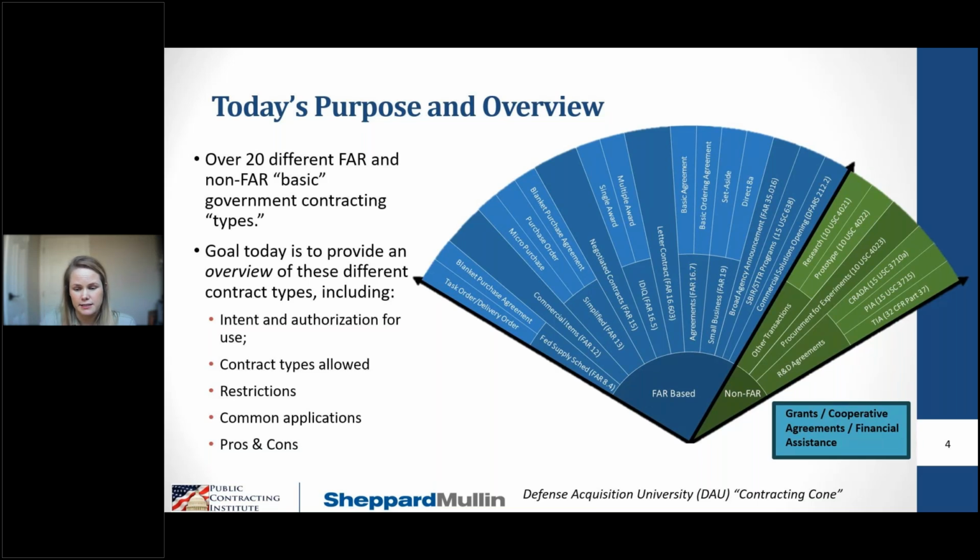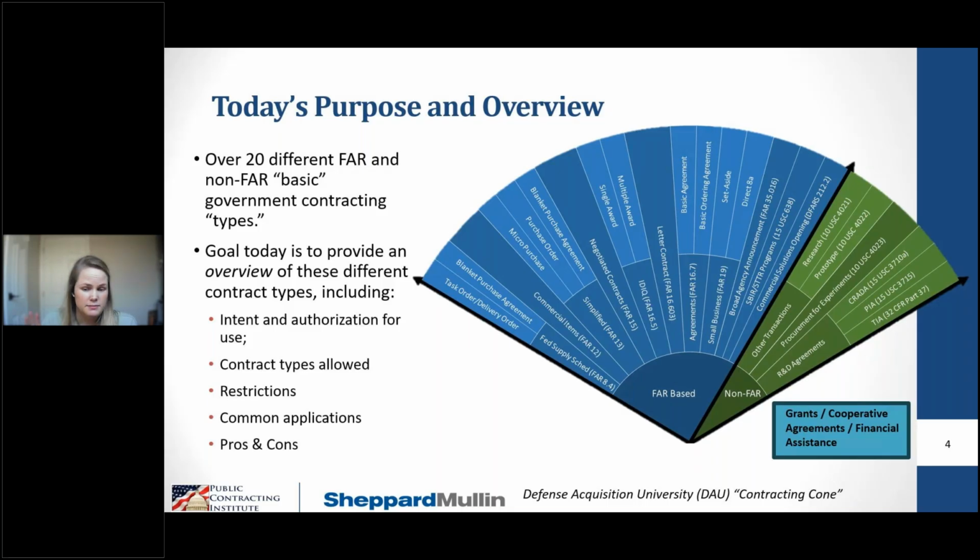I stick with saying there's over 20 because some of the technical groups in the cone are a little duplicative, fall under the same general umbrella, and because the cone doesn't recognize key contract or pricing types that you all might be aware of too, such as fixed price, time and materials, cost type contracts.